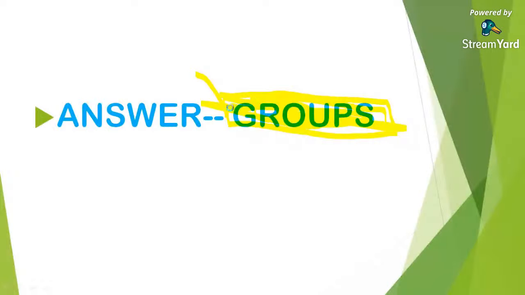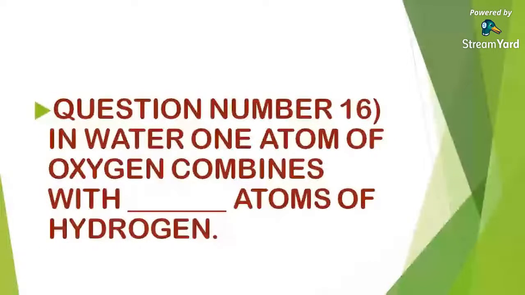Now the next question is question number 16. In water, one atom of oxygen combines with dash atoms of hydrogen. So you know the formula of water. What is the formula of water? Yes, you can see on the screen. This is the formula of water.